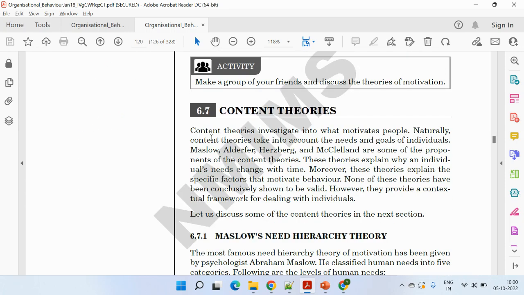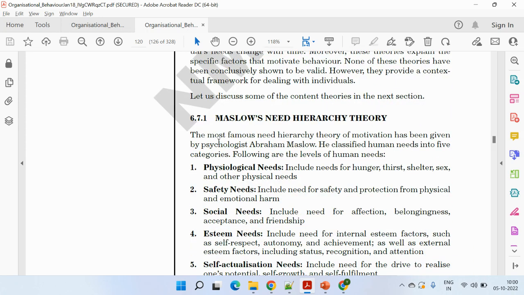So firstly, we just need to explain about the content theories. They investigate what motivates people. Again, we are talking about a motivational factor. So let's talk about the very first one, Maslow's need hierarchy theory, in which he classified the needs into five different aspects.